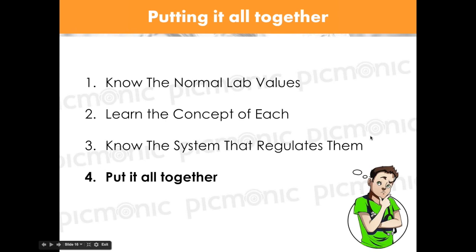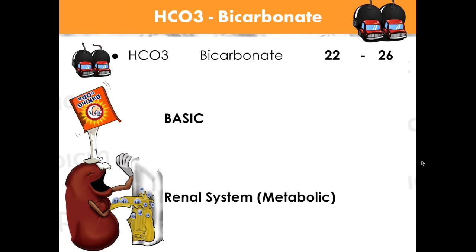So we went over the normal labs. We learned the concepts of each, and we know the system that regulates each one. That seems like not a lot to understand, but that's all we need to get started to actually interpret acid-base imbalances. Stephanie asked, how long does it actually take? Just like I said, it takes a minimum of 6 to 12 hours for the renal system to really kick in and start taking care of bicarb.